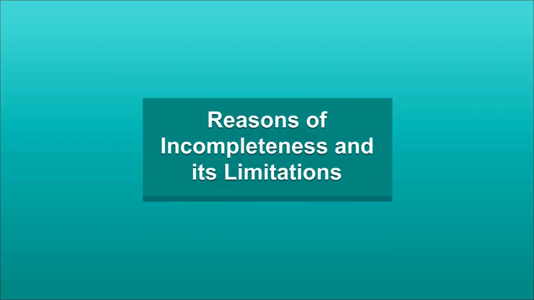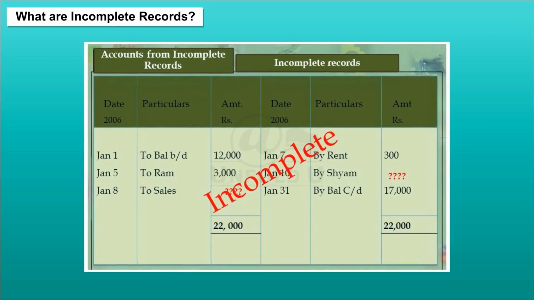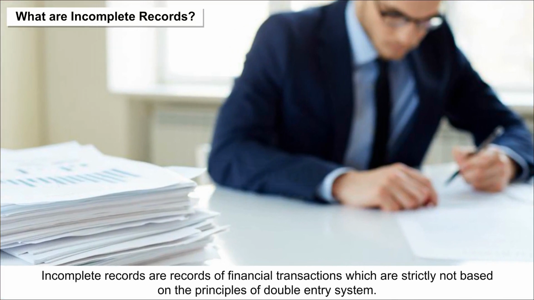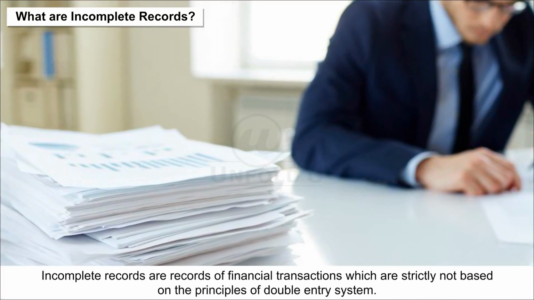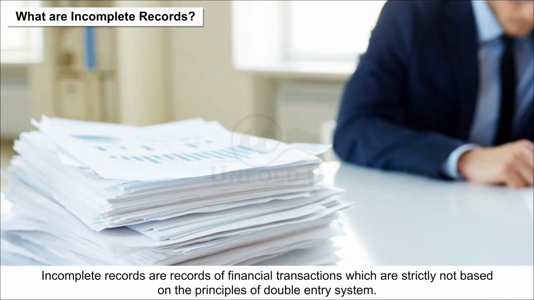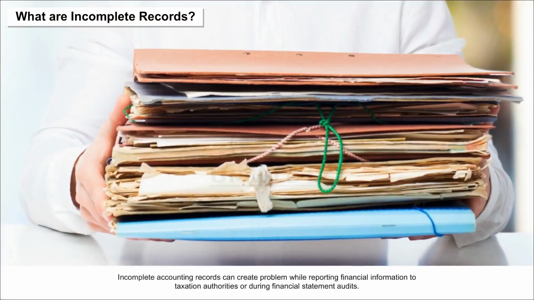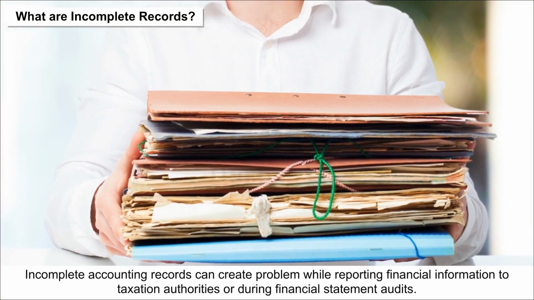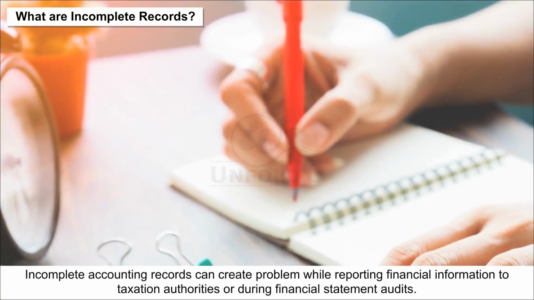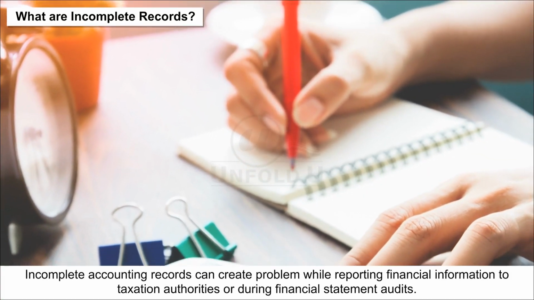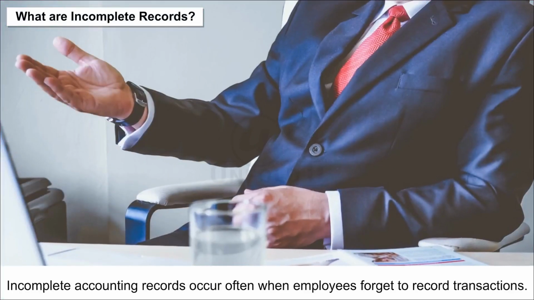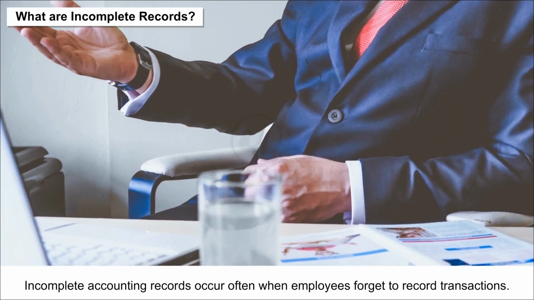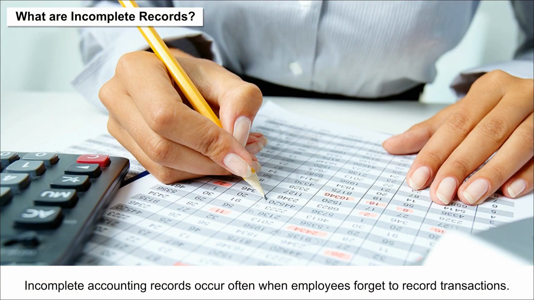Reasons of incompleteness and its limitations. What are incomplete records? Incomplete records are records of financial transactions which are strictly not based on the principles of double entry system. Incomplete accounting records can create problems while reporting financial information to taxation authorities or during financial statement audits. Incomplete accounting records occur often when employees forget to record transactions.